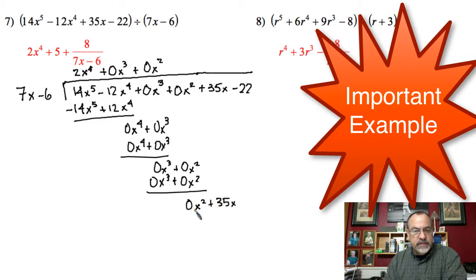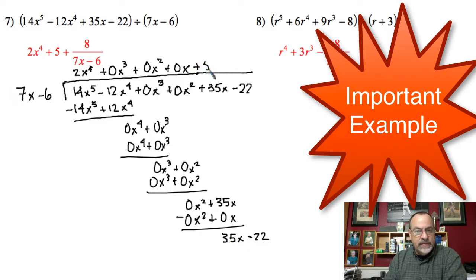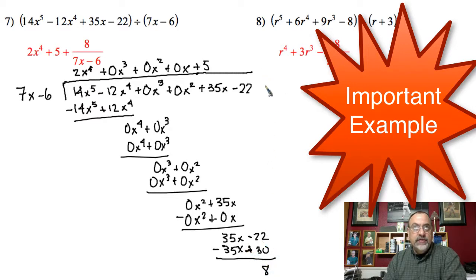Now, 0 into 0x squared is still 0 here. 0 and then x, because x times x is going to give me x squared, so that's 0x squared plus 0x. Change the sign and add, so this is going to be 35x, and then I bring down my 22. Now, 7 goes into 35 5 times, and then we have x. So 5 times 7 is 35. And then we have x, and then 5 times negative 6 is negative 30. So we change the sign of both and add, so that's an 8. There's nothing else to bring down, so 8 is my remainder.